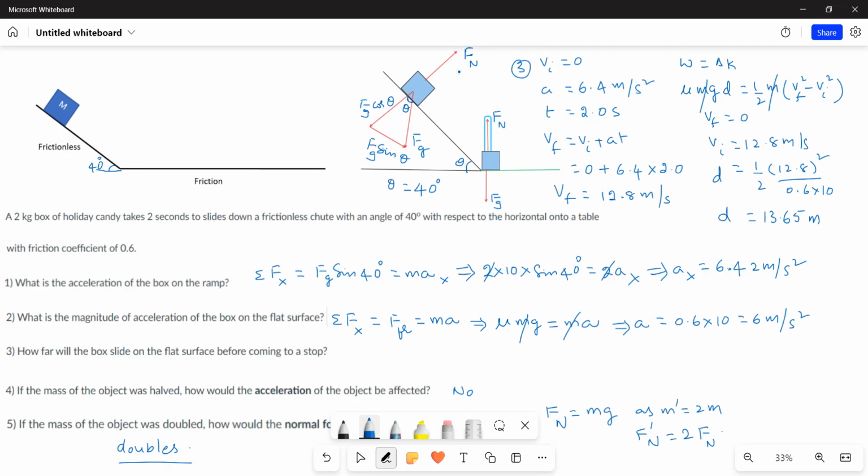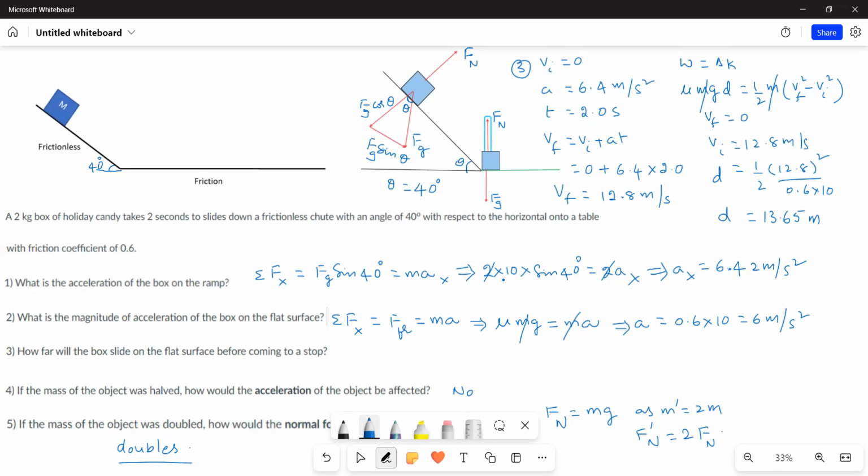Okay, now here is the free body diagram. This is Fg, and this is Fg cos theta and this is Fg sin theta, because this is the angle, the opposite side is sine and the adjacent side is cos. So accordingly, I resolved Fg into components, and then this is Fn. Now here the only force acting is Fg sin theta, that means the component of the weight along the ramp.